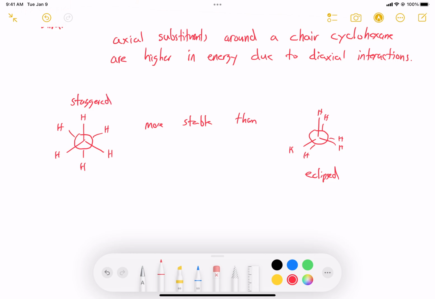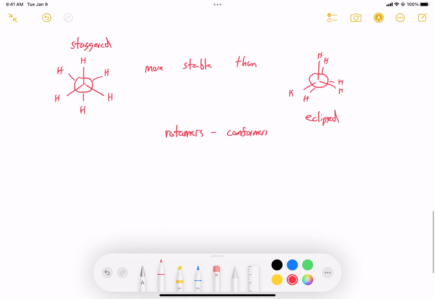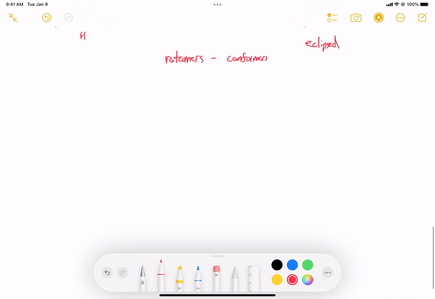So I'm not sure if everyone learned this, but when we have conformers like this, we call them rotamers. So they're conformers of the same compound. Rotamers, just another word for conformers. So have you ever heard of that? Okay.